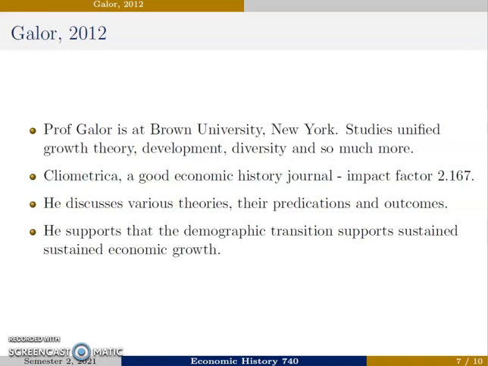So this article is published in Cliometrica, again, a good economic history journal. It has a higher impact factor than the others. It's a 2.167. I've also attended their conferences in the US, so this is a US-based society. The society is actually the Cliometrics Society. So what does Cliometrics mean? Clio means history and metrics means obviously measuring. So that's where that name comes from.